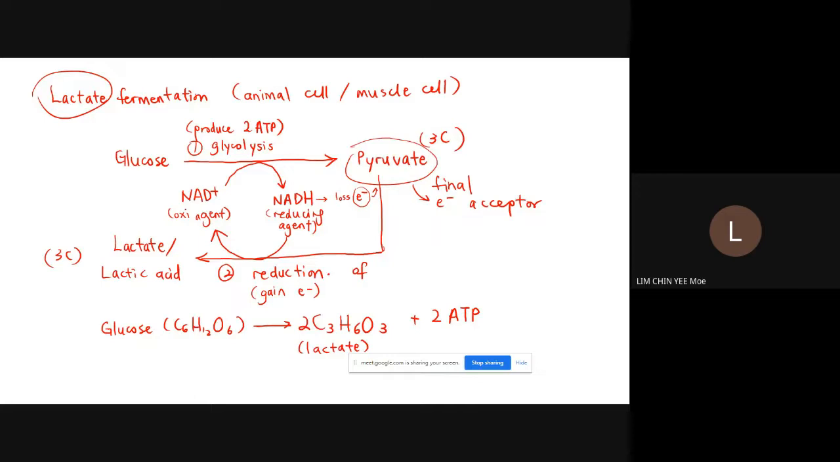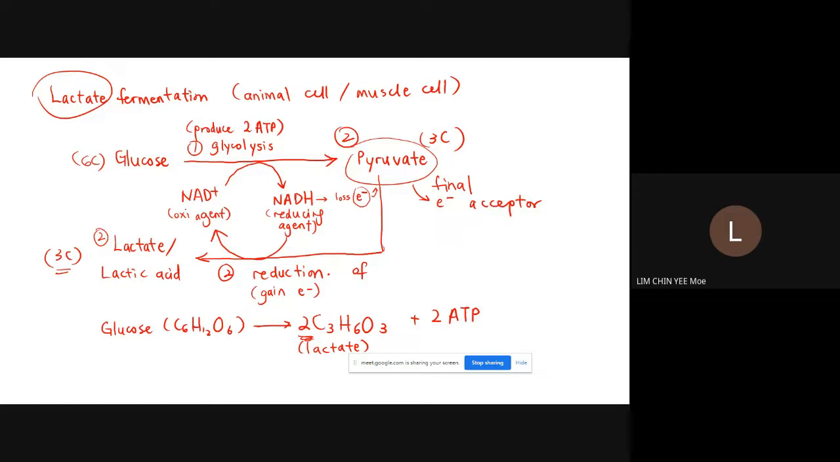Any question? Miss, jadi yang glukos tu dia produce satu lactate lah kan? Dua. 2. Oh, okay. Sebab ini 2 pyruvate, so 2 lah. Sebab 3 carbon je kan, dia 6 carbon. So it will be 2 lactate. Okay.